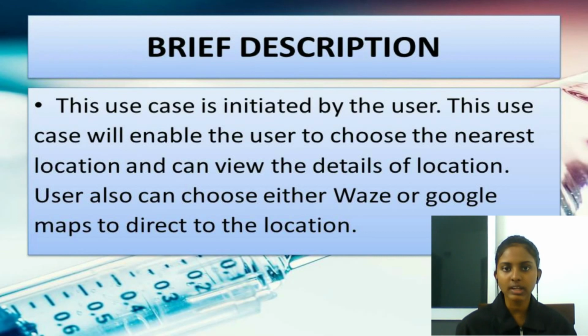How it actually works is, for example, the system will display all the vaccination places at the Kuala Lumpur, and user puts an address, a specific address, and it will show the nearest vaccination location from the address that the user put. So from there, user can choose either Google Maps or Waze to navigate to the vaccination place.